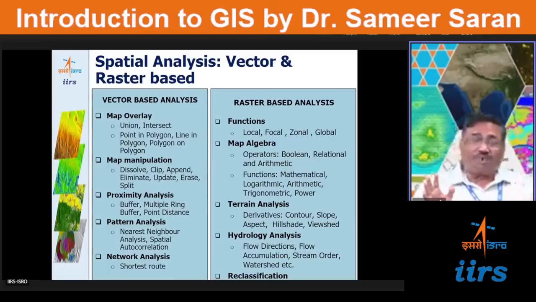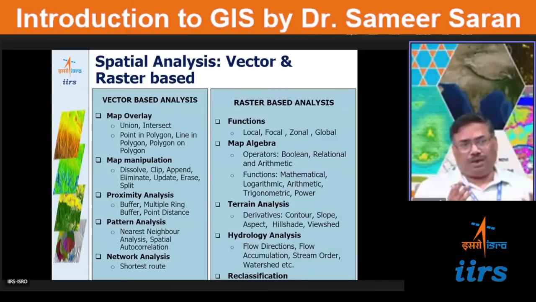They have a certain set of analyses which work only on the vector data sets. There are different types of analysis which only work on raster-based data. So you can see that with vector, you can do the map overlay. There are union and intersection operations. I think all these operations will be told to you in detail once you come to these lectures. Similarly, you have map manipulations, dissolve, clip. All these operations are vector-based operations.